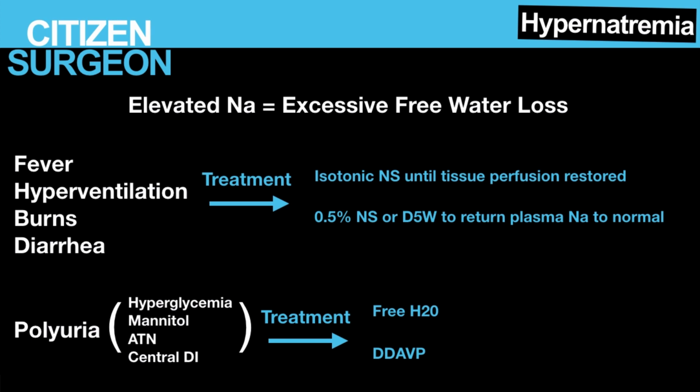If you have poor tissue perfusion, you want to just give isotonic normal saline until the tissue perfusion is restored, and then 0.45% saline or D5W to return plasma sodium to normal. In an example of polyuria, so maybe that TBI patient, or you gave mannitol, or you have somebody that's hyperglycemic, or you have acute tubular necrosis or central diabetes insipidus, the treatment is giving free water back with DDAVP, and of course treating that underlying cause.